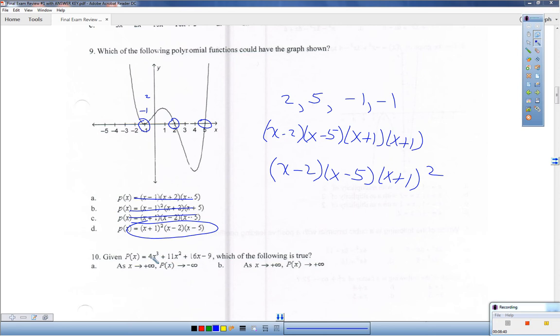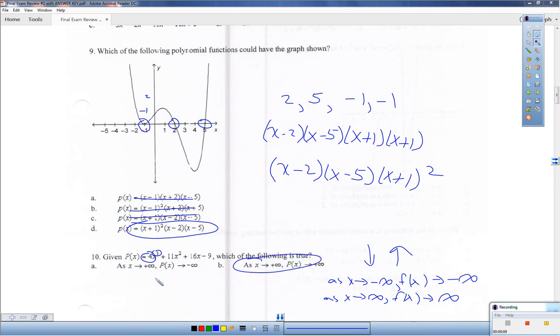Alright, for number 10, it wants you to talk about end behavior. Notice it's an odd degree with a positive lead coefficient. That means it's going to go down on the left, up on the right. So that means as x goes to negative infinity, f of x is going to go down. And as x goes to positive infinity, f of x is going to go up. So which one of these statements is true? It would be B, because this one is not true. That means it's going down.